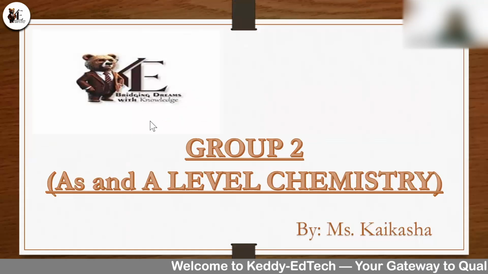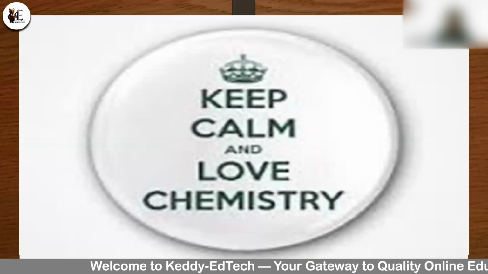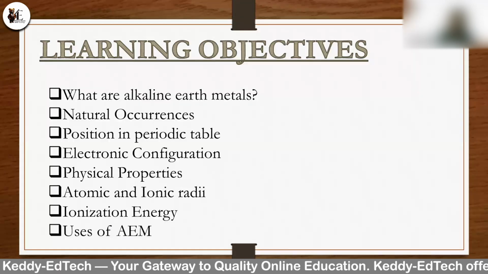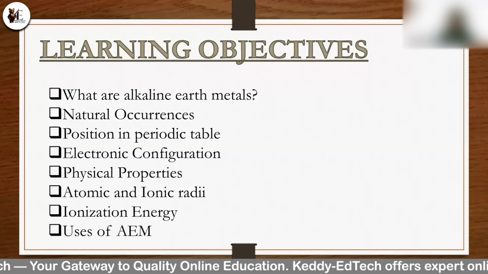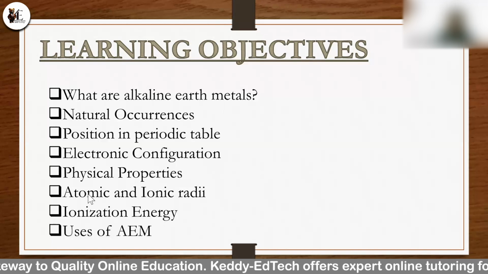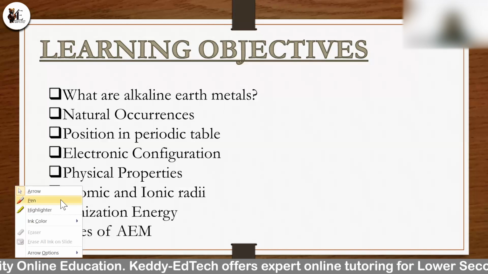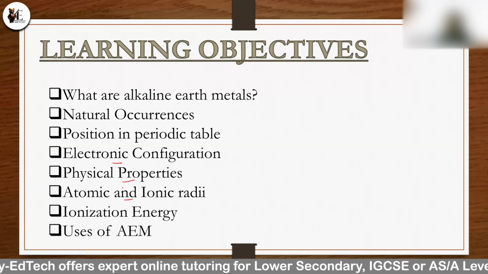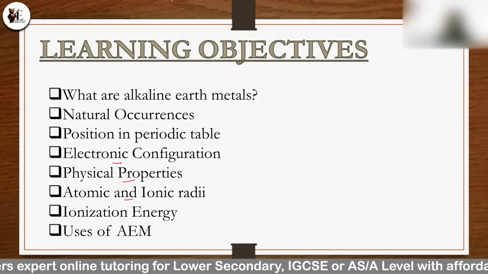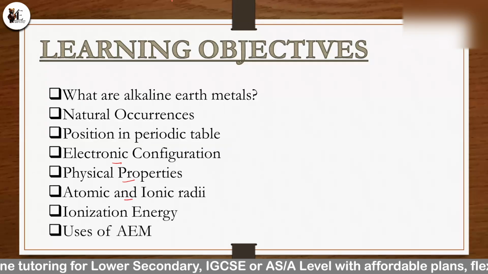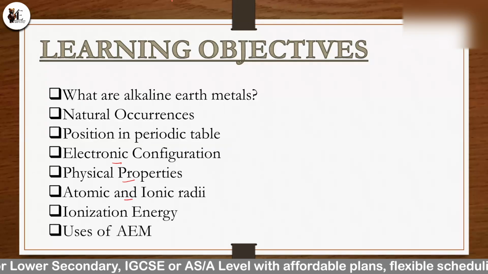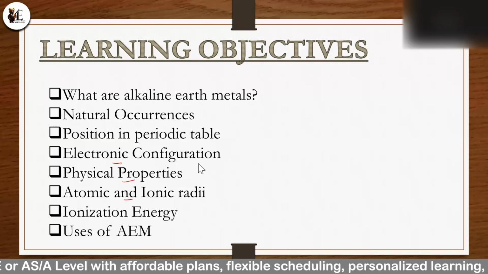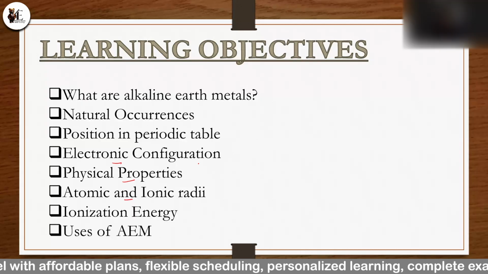So today we are going to cover two elements. Okay, so you have to keep calm and love chemistry, right? Today we are going to discuss what alkaline earth metals are, natural occurrences, their position in the periodic table, electronic configuration, their physical properties, atomic and ionic radii, ionization energy, and the uses of alkaline earth metals. So today we are going to learn about this. Okay, so are you ready? Yes, ma'am.